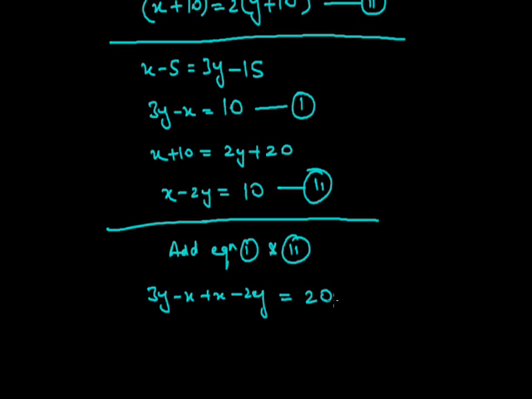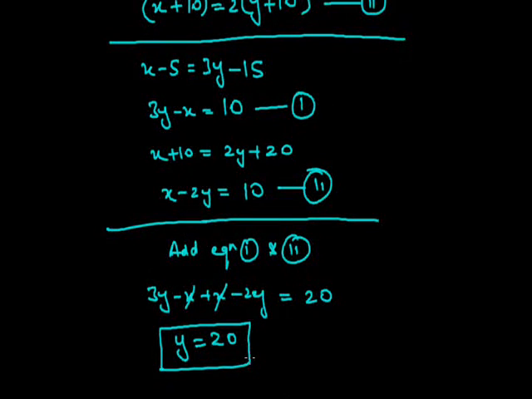So we only need to add these two equations, and that we have done. So after adding these two equations, this minus x and plus x will get cancelled. So 3y minus 2y will become y, and this will be equal to 20. So it means the age of B we got as 20 years.